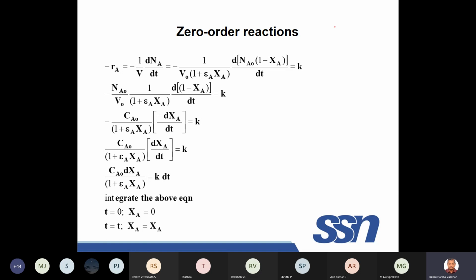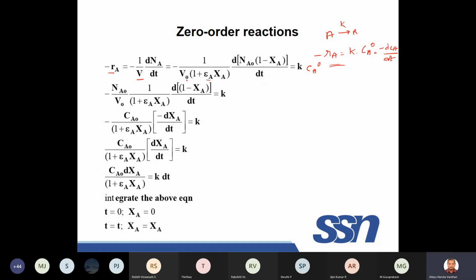That is, A is giving you R. This is K. So you are writing, minus rA is k times CA to the power 0, which is minus dCA by dt. So this is the expression. That is what we are doing here. Minus rA is minus 1 by V into dNA by dt. V is nothing but V naught into 1 plus epsilon A XA, and differential NA is NA naught into 1 minus XA by dt, is k into CA to the power 0, because it is a zero order reaction.